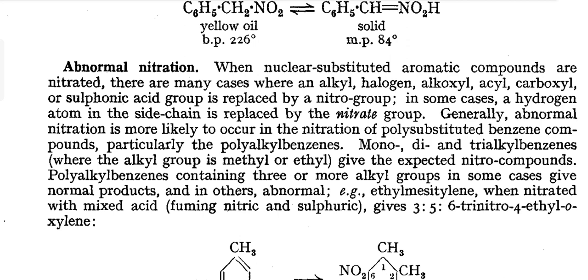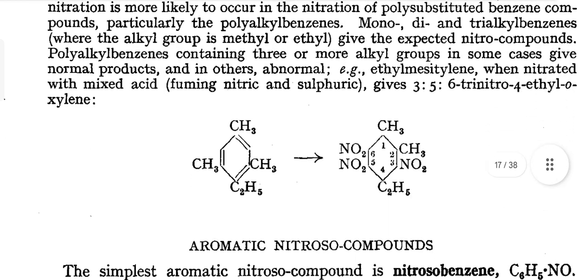In some cases, a hydrogen atom in a side chain is replaced by the nitro group. Generally, abnormal nitration is more likely to occur in nitration of polysubstituted benzene compounds, particularly the polyalkyl benzenes. Mono, di, and trialkyl benzenes, where the alkyl group is methyl or ethyl, give the expected nitro compounds. Polyalkyl benzenes containing three or more alkyl groups in some cases give normal products, and in others abnormal. Example: ethyl-m-xylene, when nitrated with mixed acid, fuming nitric and sulfuric, gives 3,5,6 trinitro 4 ethyl orthoxylene.